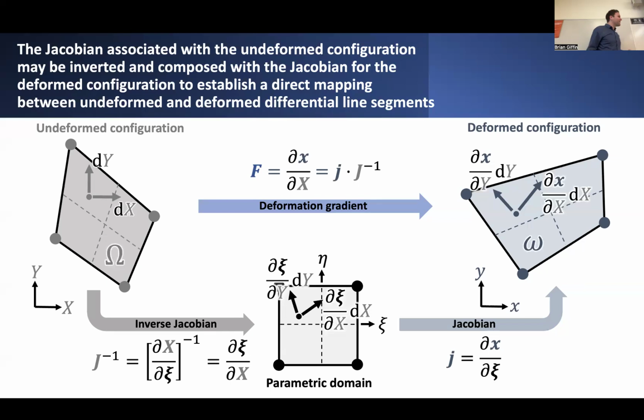By putting those two operations together, the inverse of the Jacobian and the Jacobian associated with the deformed configuration, we could form this new composed operation called the deformation gradient. And it's really nothing more than taking those two operators and multiplying them together in a matrix-matrix multiplication sense, and then coming up with precisely this relationship. So the deformation gradient, in essence, is a way of mapping how individual line segments are deformed relative to the undeformed configuration into corresponding deformed line segments in the element's deformed configuration.